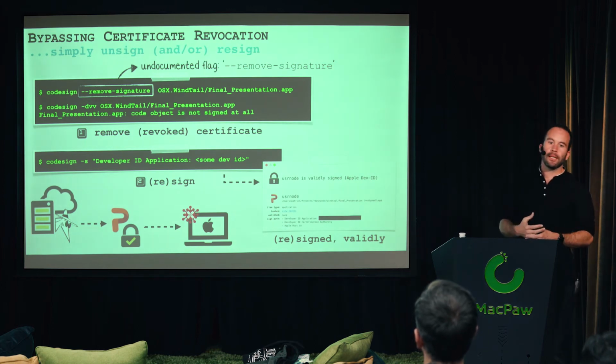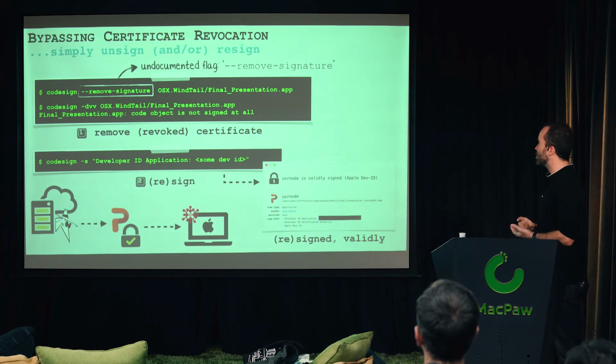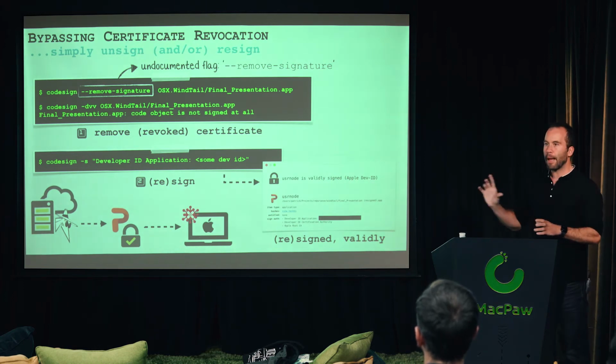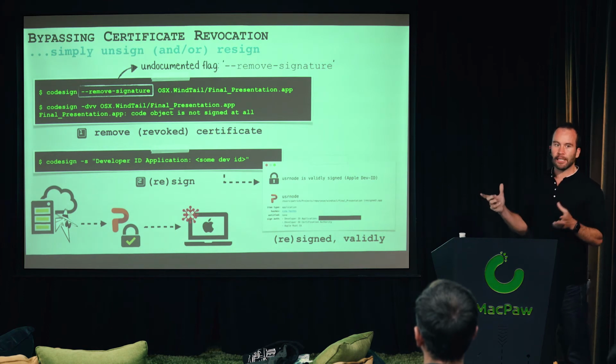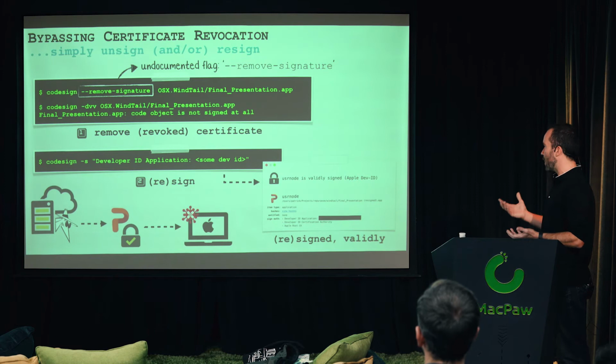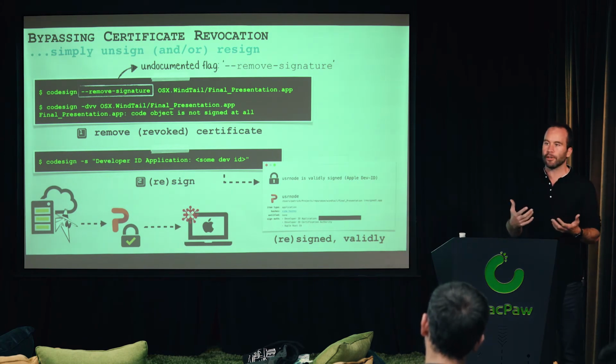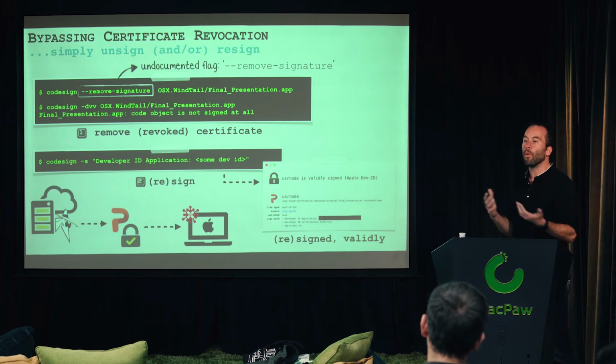So there's a built-in utility called CodeSign. It has an undocumented flag, --remove-signature. And if you execute this and pass it a binary or an application bundle that's been signed, it will remove that signature. So once we do that, we can now run that. However, you probably want to re-sign it with a developer ID so that Gatekeeper won't block it.